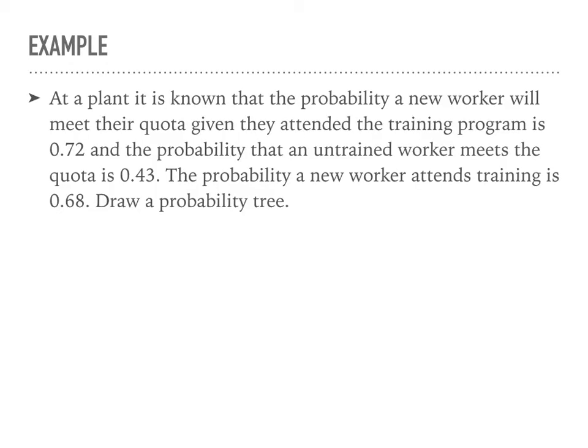At a plant, it is known that the probability a new worker will meet their quota given they attended the training program is 0.72, and the probability that an untrained worker meets the quota is 0.43. The probability a new worker attends training is 0.68. Draw a probability tree.